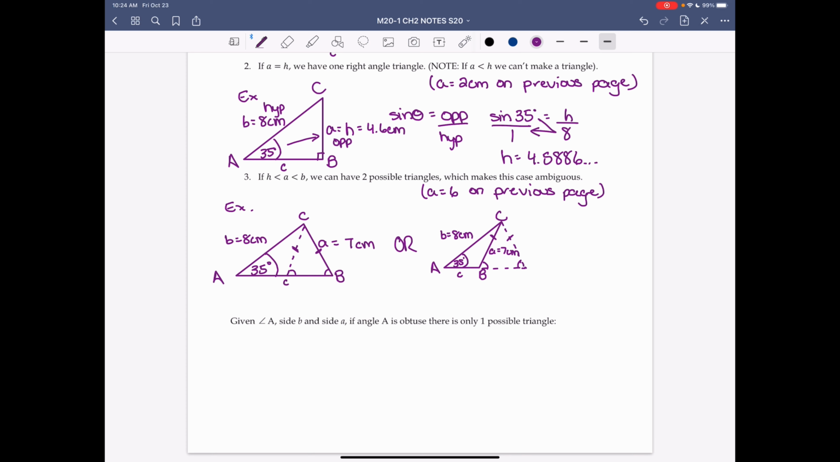Given angle A, side B, and side A, if angle A is obtuse, then there's only one possible triangle. If the given angle is obtuse, which means greater than 90 degrees, this cannot be the ambiguous case.